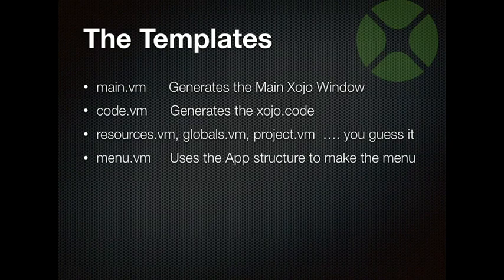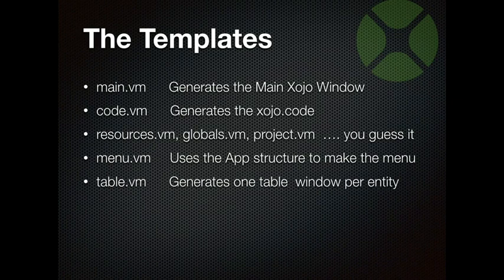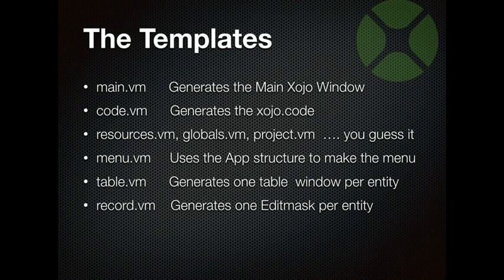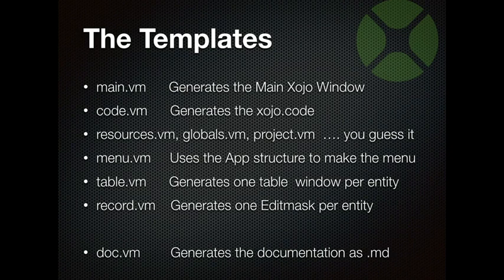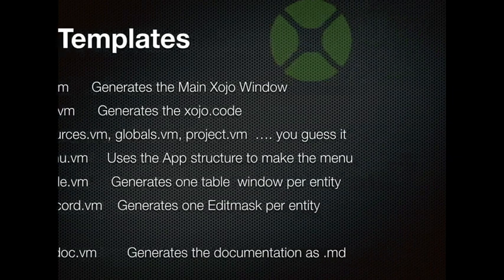Menu for M uses a menu, that button stuff which you saw there, and the menu on the top is also generated. Table VM generates one table, a list box with content of the database, and then record for M generates one edit mask per entity. That means if you have 10 tables, you generate 10 list boxes and 10 screens for editing a record. And then we have a documentation. That's a goodie, we'll see.